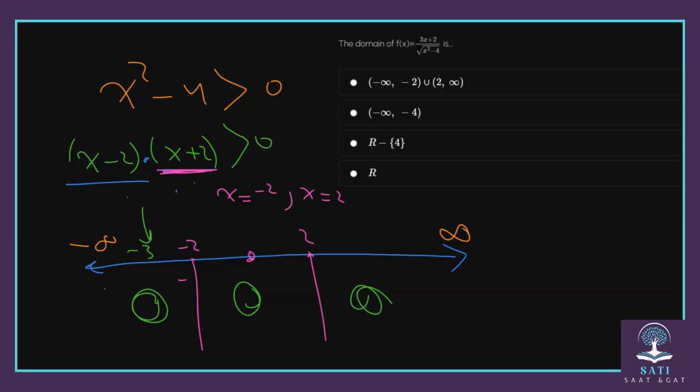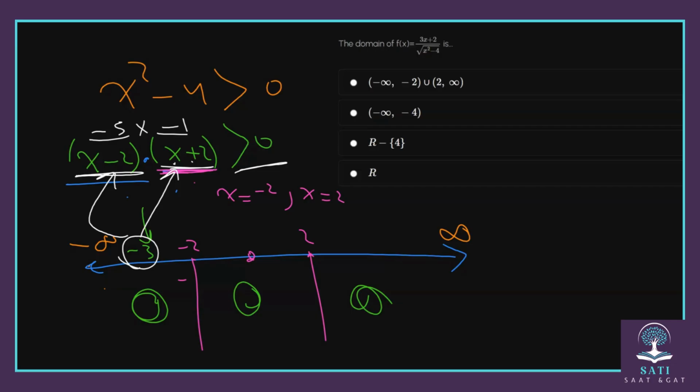When I take negative 3, I go test it here and see whether it will give me a number greater than 0 or not. Here, negative 3 minus 2 is negative 5. And here, negative 3 plus 2 is negative 1. Now if you multiply these, negative 5 times negative 1, will it give you a positive number? Yes, it will give me a positive number, and this positive number is greater than 0.